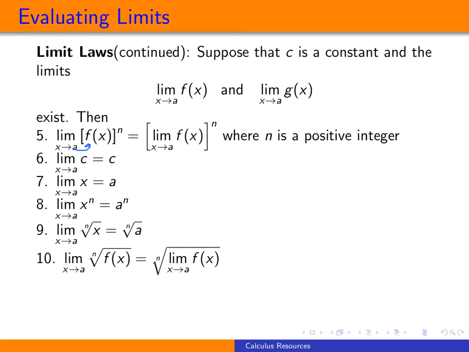Combining together 5 and 7, the limit as x approaches a of x to the n is a to the n. And 9 and 10 are essentially telling you the same thing, that a limit can be plugged underneath an nth root.